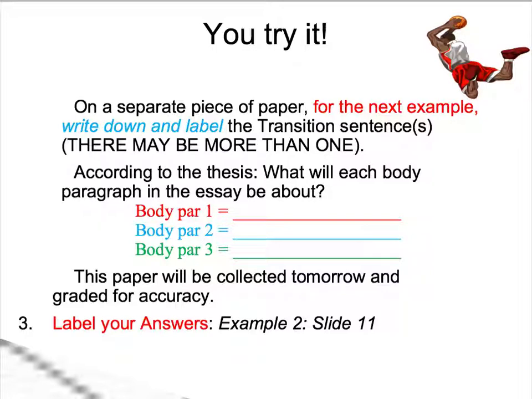Okay, so you try it now. On a separate piece of paper, for the next example, I want you to write down and label the transition sentence. There may be more than one, don't forget. And then the second thing, according to the thesis, what will each body paragraph in the essay be about? So on your piece of paper, you can write body paragraph 1 equals, and the subject that body paragraph is going to be about. Body paragraph 2, what subject is that going to be about?